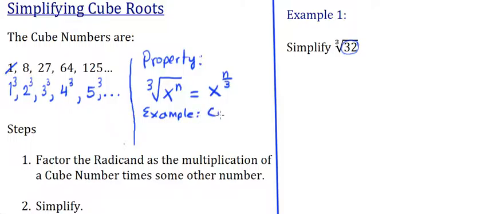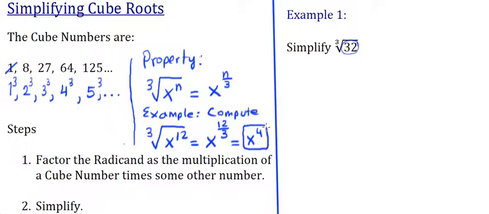Suppose they say compute the cube root of x to the 12. What is the cube root of x to the 12? Well, according to this nice property, that's going to be x to the 12 divided by 3. Notice the exponent gets divided by the index 3. And of course, 12 divided by 3 is 4, so the final answer is just x to the 4, right? So remember this for the examples that are coming next.